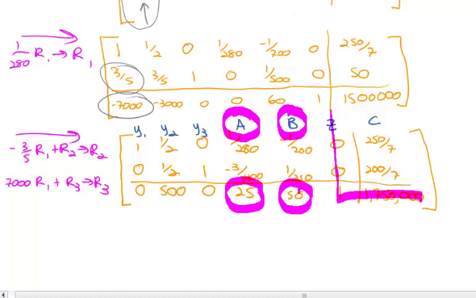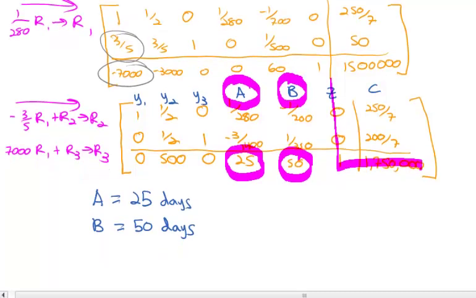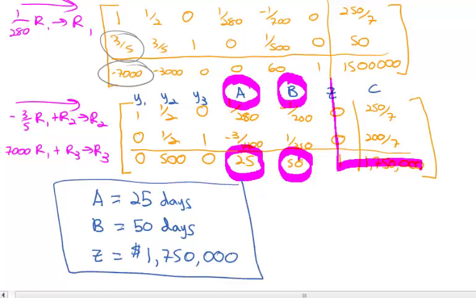So, as our final answer, refinery A should work for 25 days. Refinery B should work for 50 days. And Z, the minimum cost is going to be 1.75 million. That's 4 zeros to generate this order. Minimum cost, 25 days on the first refinery, 50 days on the second refinery.